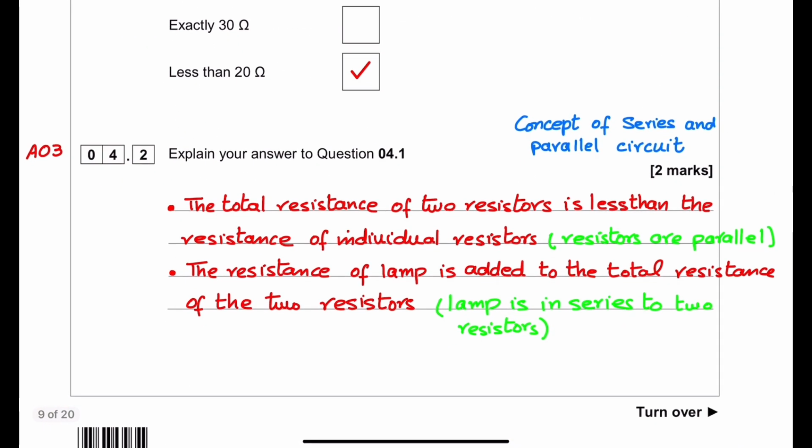The resistance of the lamp is added to the total resistance of the two resistors. We know that the resistance of the lamp is 10, whereas the resistance of the two resistors which are parallel is less than 10 ohms. Therefore, the total resistance is less than 20.